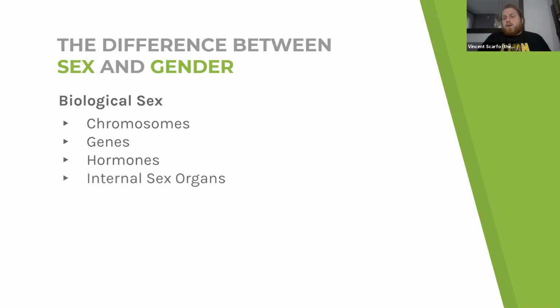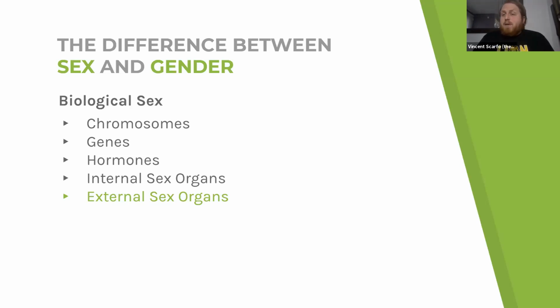Then you have internal sex organs. So this would be ovaries, testes, uterus. And then you have external sex organs, which is like your penis, vagina, vulva. A lot of times with intersex infants, we'll see people who have internal and external sex organs that don't match the same binary biological sex. So you may have an infant with a penis, but instead of testes, they have ovaries.